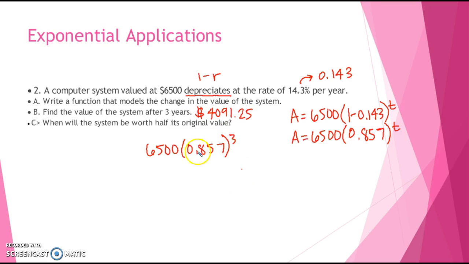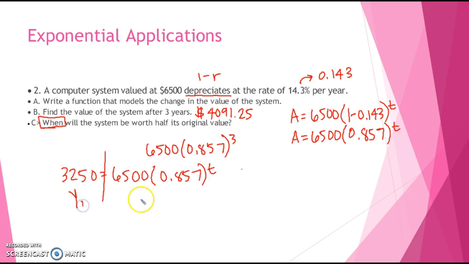And for the last one, I want to know when the system will be worth half its original value. So when means I'm looking for time, so I'm going to have to set up my equation. I'm going to set it equal to half the original value. Well, half of 6,500 is 3,250. So 3,250 equals 6,500 times 0.857 to the t. And this is one where we would go y1 and y2. And just to save us some time, I've already done this one, and so after 4.5 years, it'll be half the value.